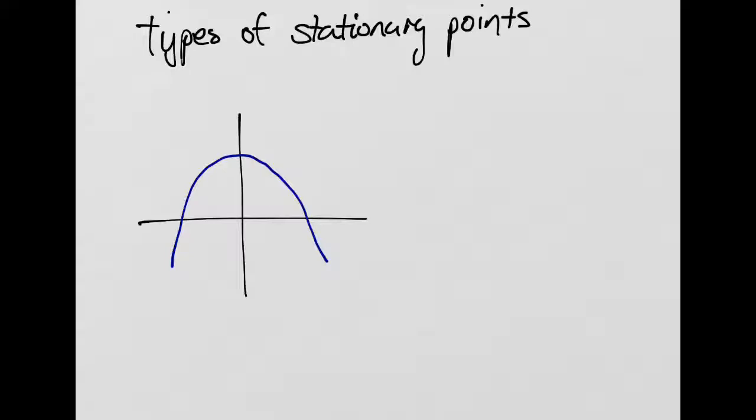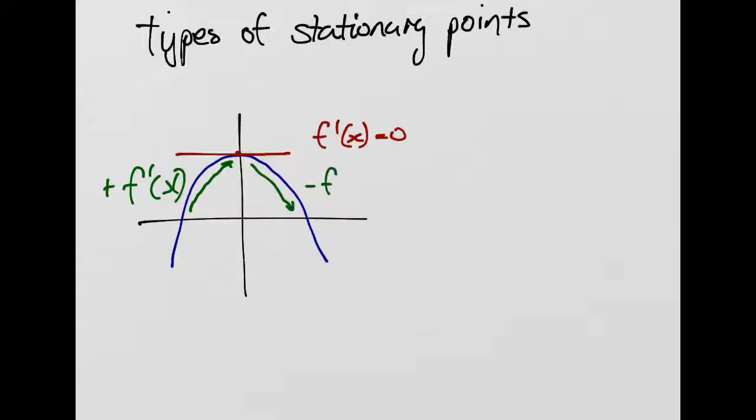Now, from our work before, we could see that there is going to be a point at the top here, which is going to have a derivative that is equal to 0. But we can also see that at either side of this point, the derivative on this side here is going up to this point, so it is going to have a positive derivative. And on this side here, it's falling back down and it will have a negative derivative. This is what we call a local maximum.